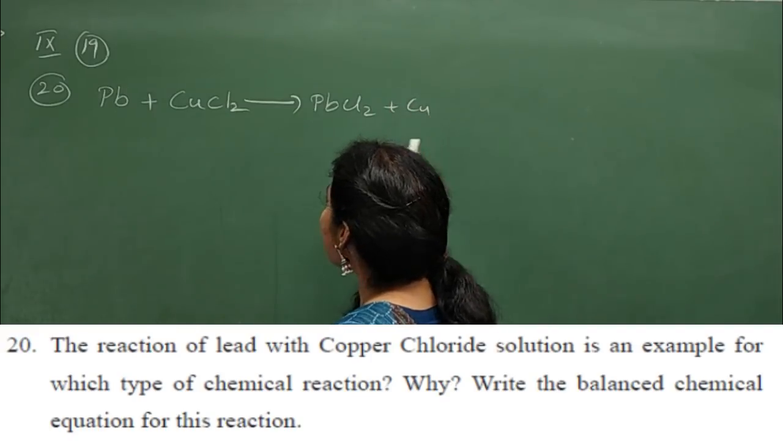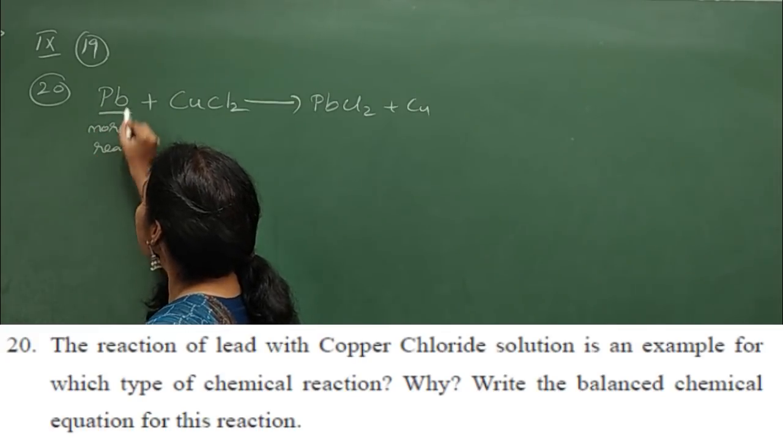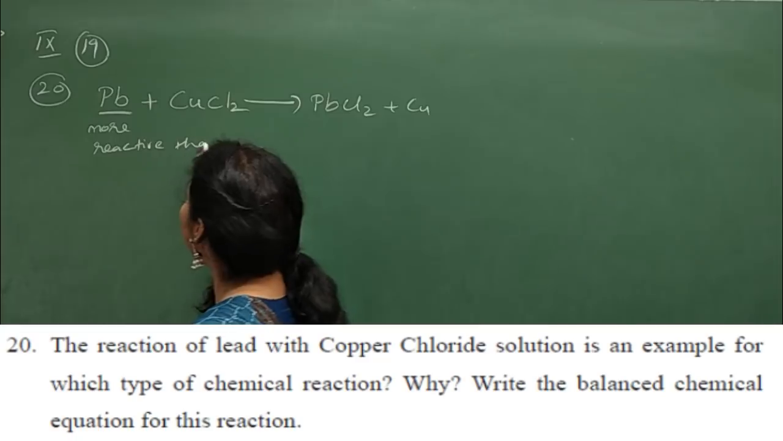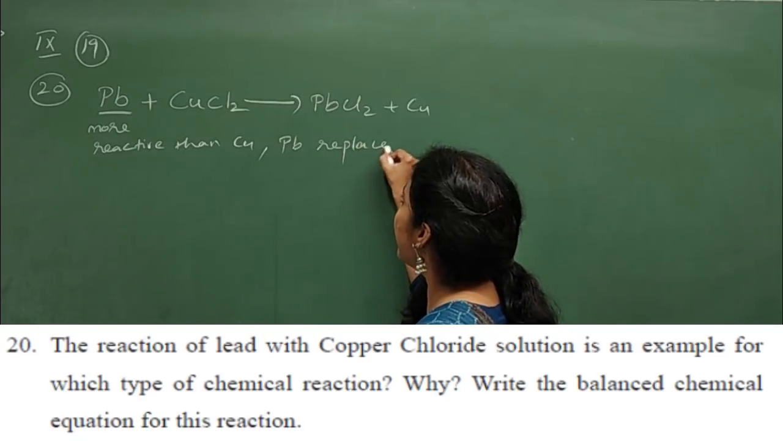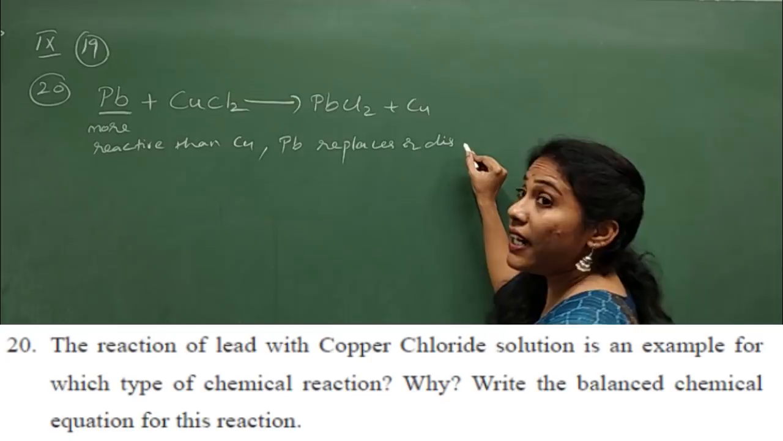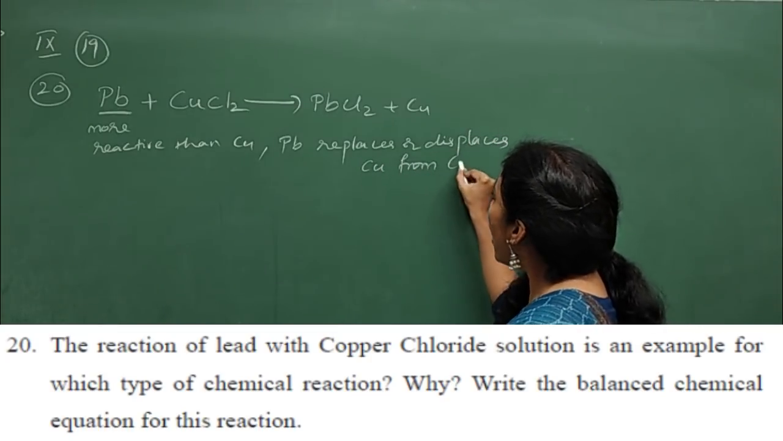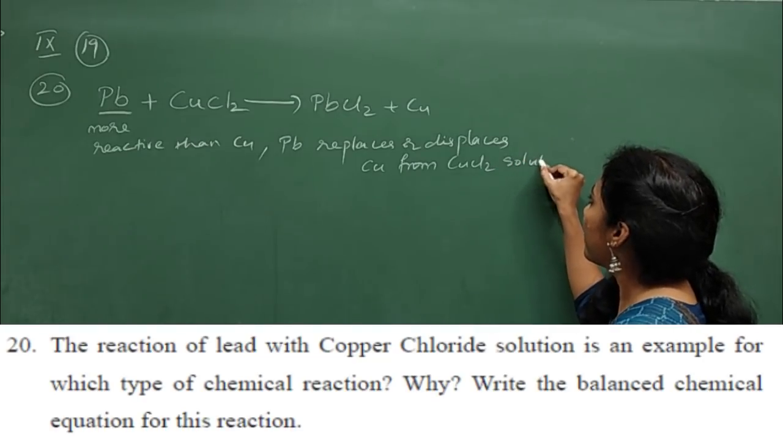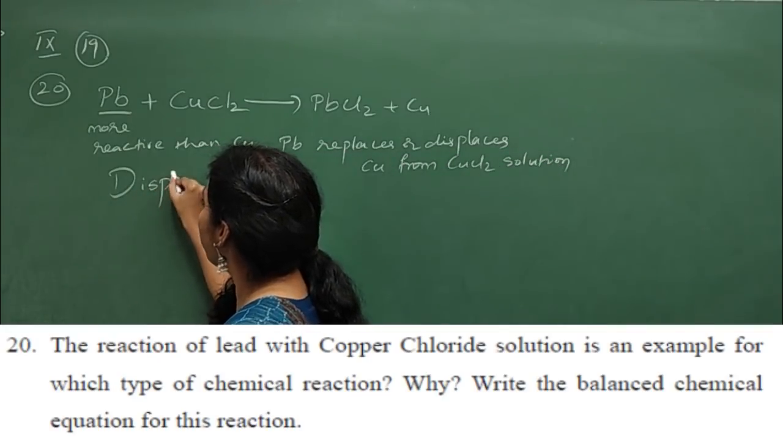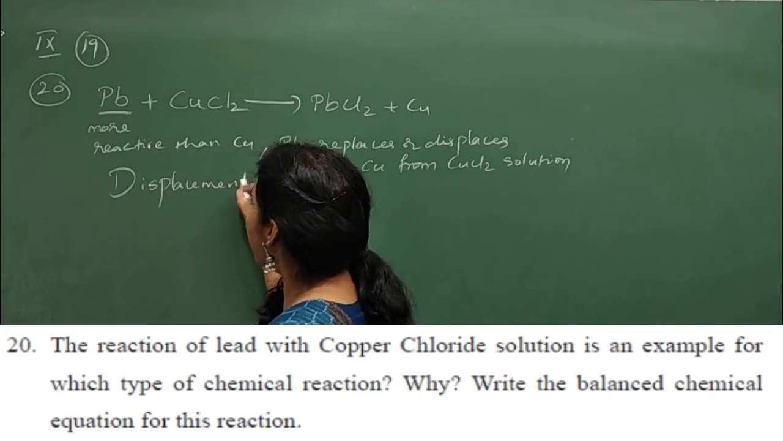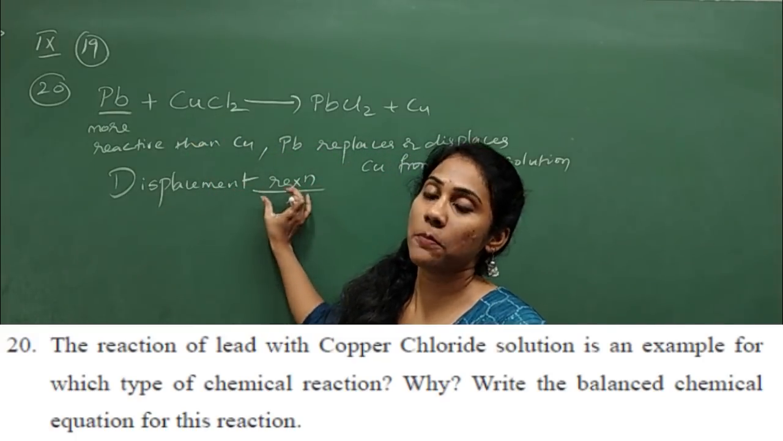Okay, so why did I write this reaction: lead is more reactive than copper. Since lead is more reactive than copper, what happens? Lead replaces, or you can use the word displaces, copper from copper chloride solution. Okay. So such reactions are called displacement reaction. Okay. So what type of reaction it is? Displacement reaction.